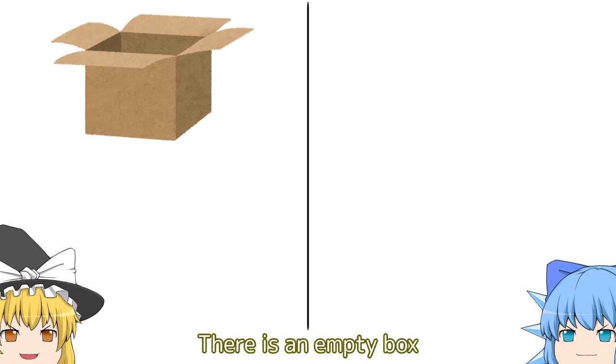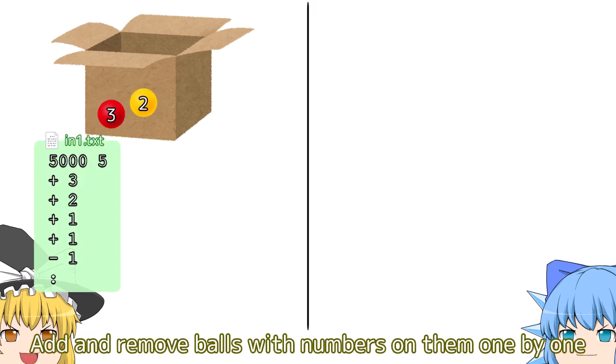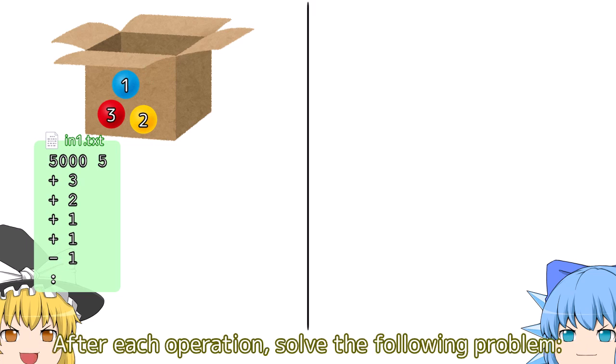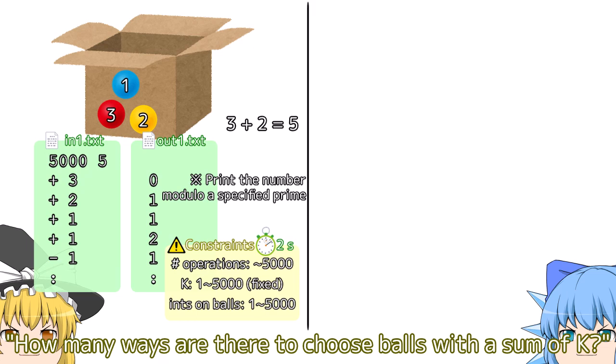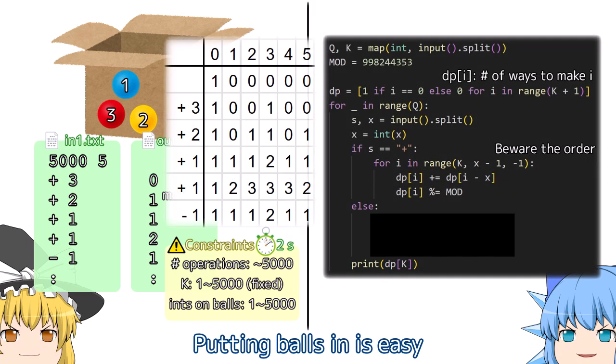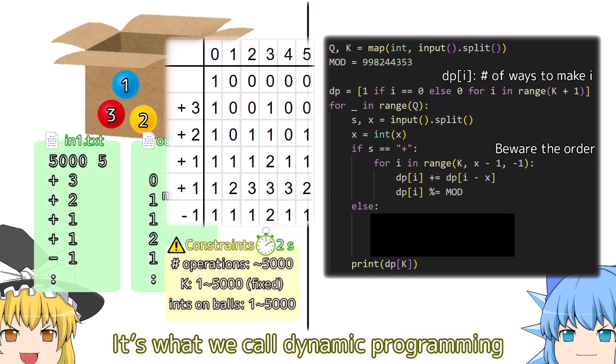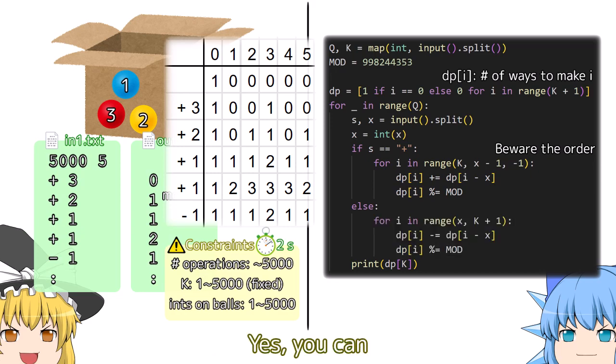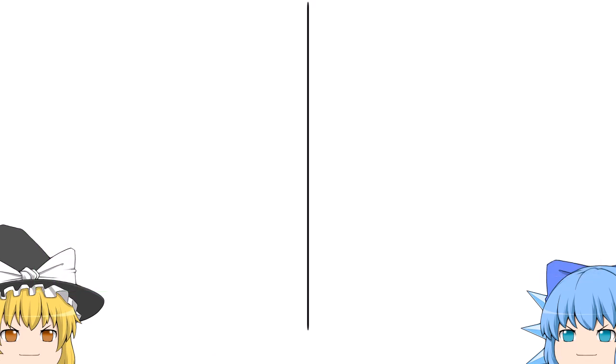Problem F. There is an empty box. Add and remove balls with numbers on them one by one. The balls can all be distinguished. After each operation, solve the following problem. How many ways are there to choose balls with a sum of k? Putting balls in is easy. It's what we call dynamic programming. The problem is taking them out. Can I do the reverse calculation? Yes, you can.